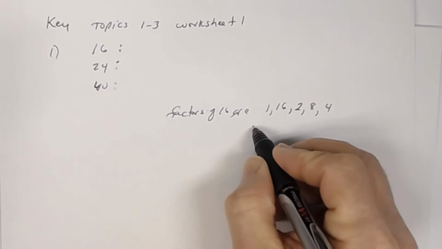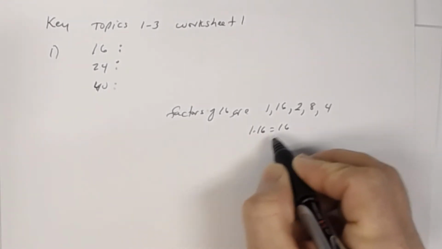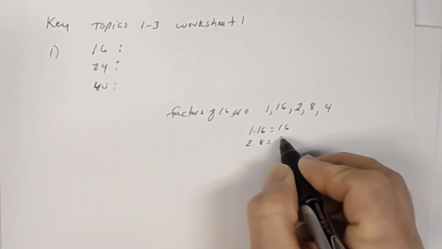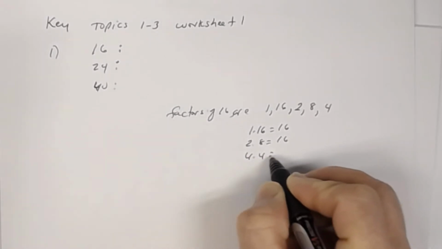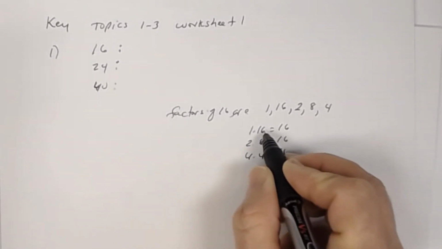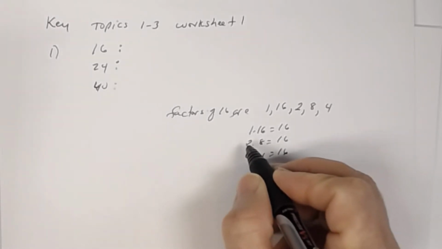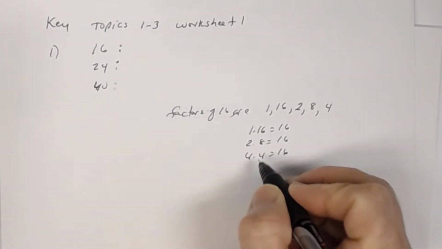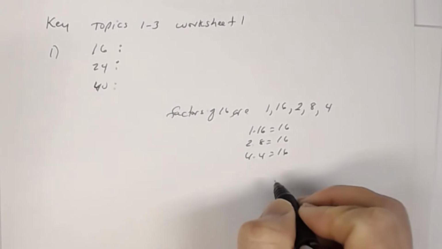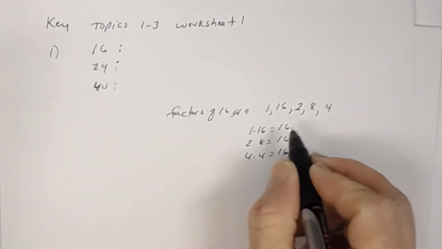So remember what I'm doing is this. 1 times 16 is 16. 2 times 8 is 16. 4 times 4 is 16. So all of these are factors. 1's a factor, 16's a factor, 2's a factor, 8's a factor, and so on. 4. Okay, and those are the only factors of 16.